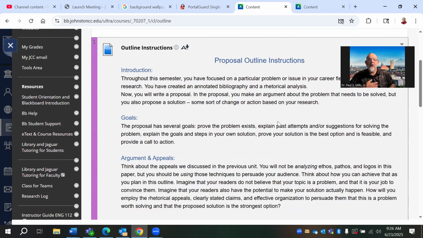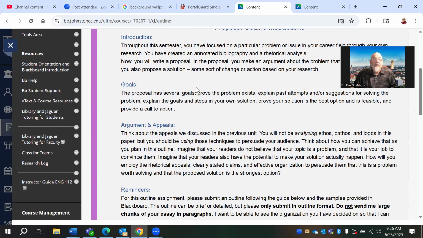A proposal has several goals: to prove the problem exists, to explain the past attempts and or past suggestions for trying to solve the problem, to explain the goals and steps in your own solution, and to prove your solution is the best option and feasible, and lastly, to provide a call to action to readers.